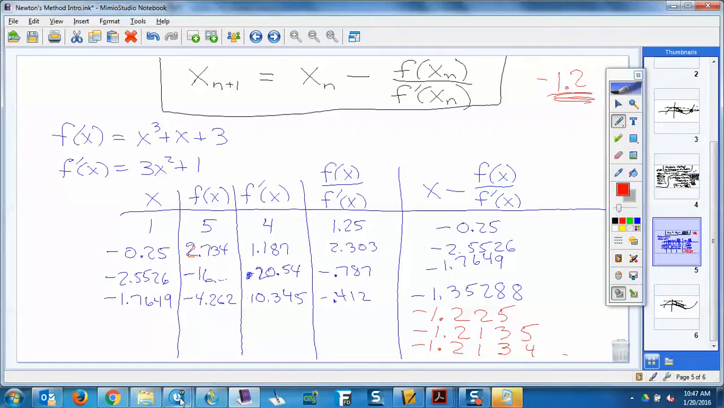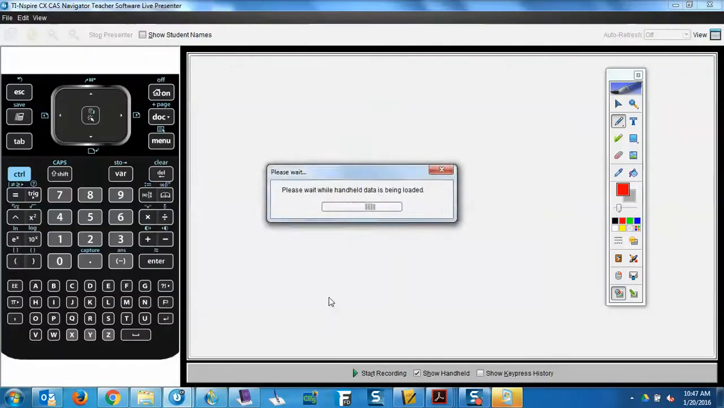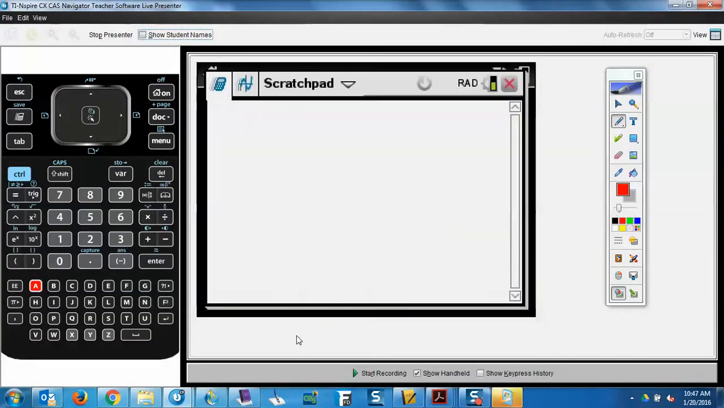Now, if we can show that real quickly here. Did it let you log in? Yeah. Okay, perfect. So let's go on the screen and solve. Everybody get your calculators out, and I'm going to show you a couple of calculator things that we can do. So let's solve that x cubed plus x plus 3.